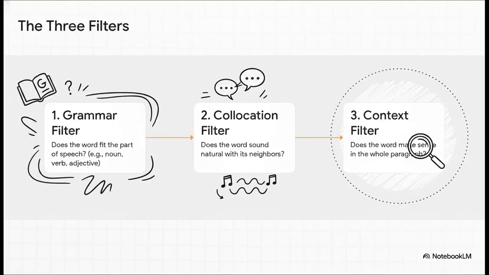First, we have the grammar filter. This is where you just ask yourself, does this blank need a noun, a verb, or an adjective? This step alone often gets rid of half the wrong choices immediately. Second is the collocation filter. Now, that's just a fancy way of asking, do these words sound natural together? You know, like they're good friends? And third, the context filter. This is where we zoom out and check if the word actually makes sense in the entire paragraph.